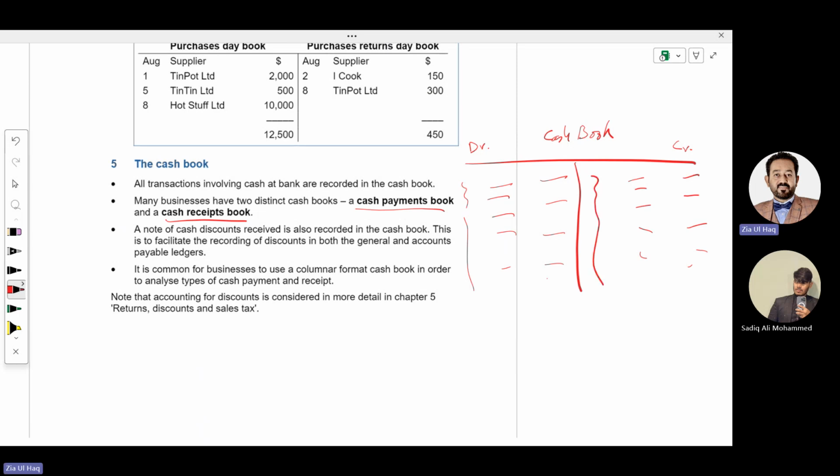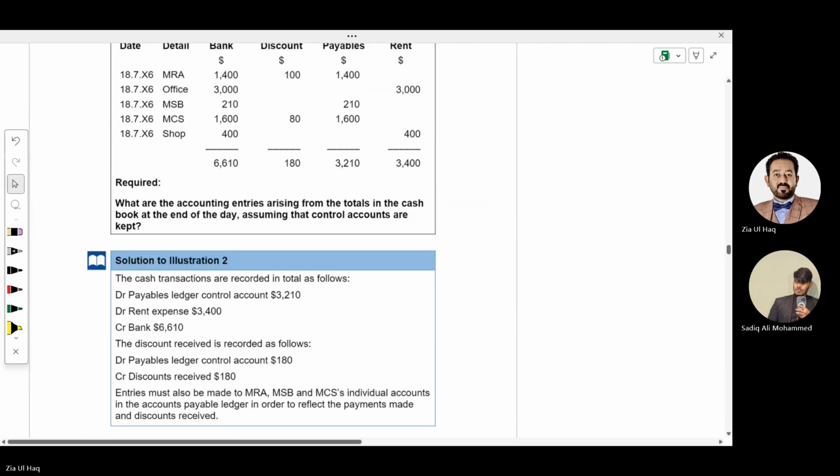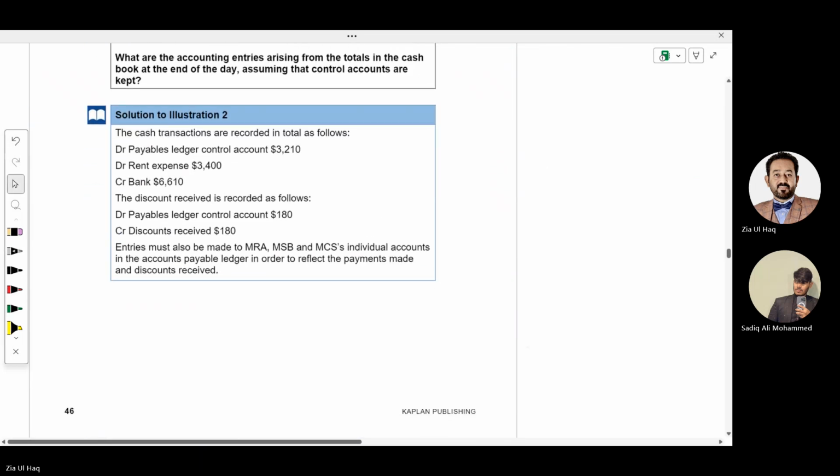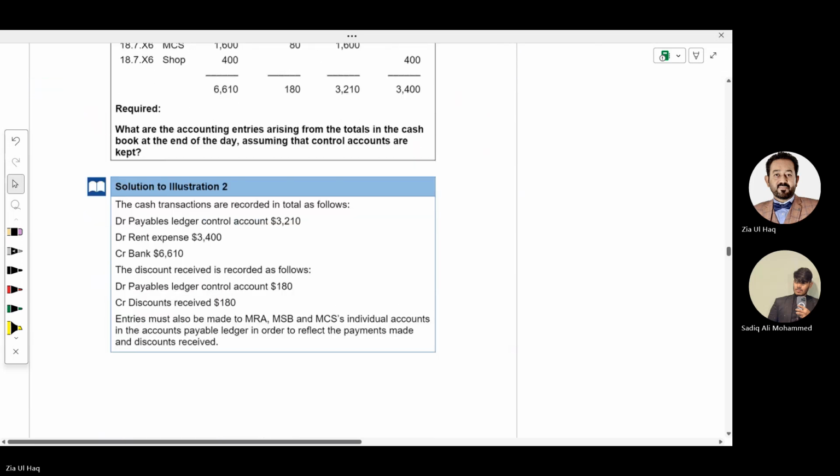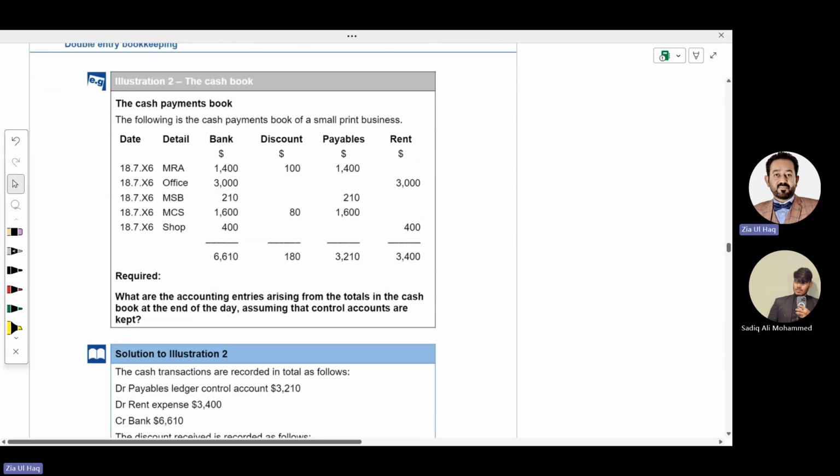The cash book is used to record cash receipts and cash payments. So we can say these are the receipts and these are the payments. We divide it into two halves. Okay, see this, the cash payment book.